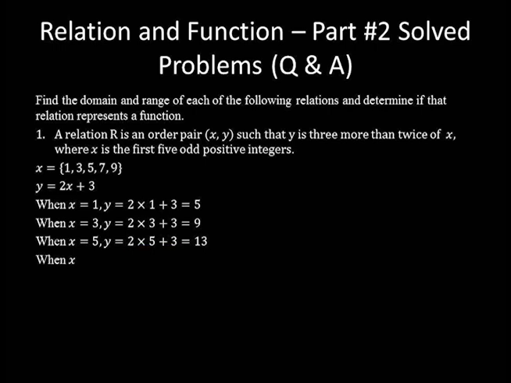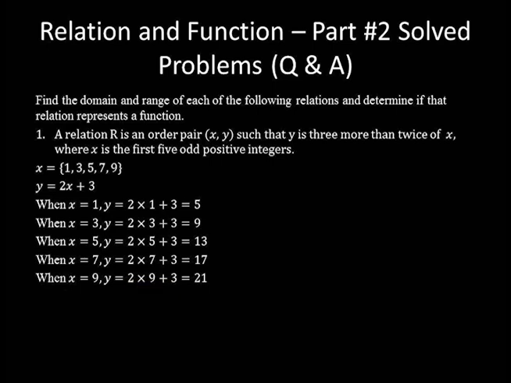When x equal to 7, y equal to 2 times 7 plus 3. 2 times 7 is 14. 14 plus 3 gives us 17. When x equal to 9, y equal to 2 times 9 plus 3. 2 times 9 is 18. 18 plus 3 gives us 21.